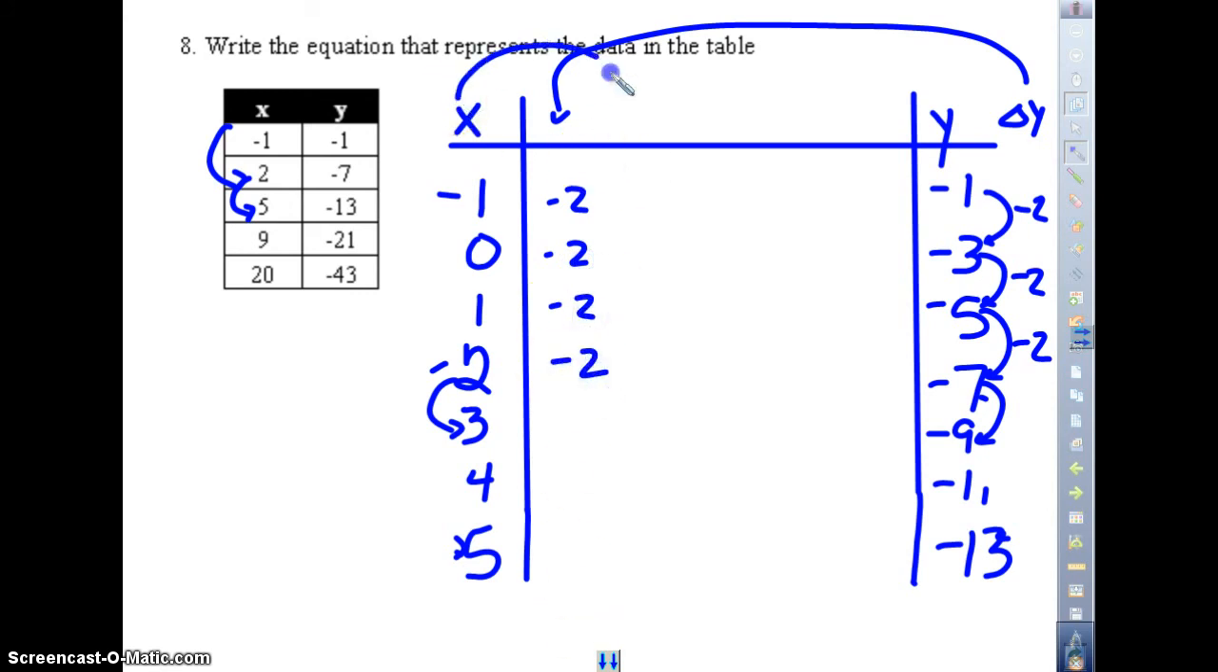What goes next? Yeah, multiply by your x value. Multiply by -1. Multiply by 0. Multiply by 1. Multiply by 2.